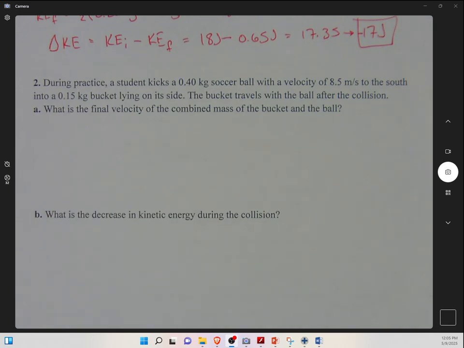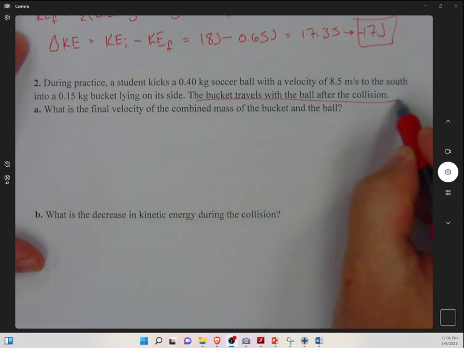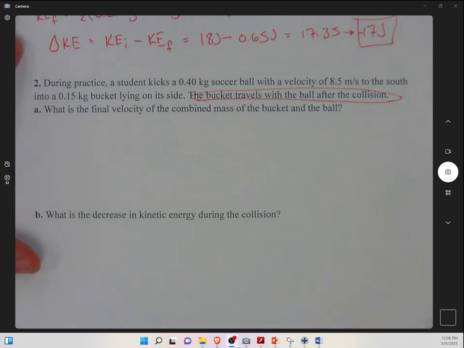All right, and number 2. During practice, a student kicks a 0.4 kilogram soccer ball with a velocity of 8.5 meters per second to the south into a 0.15 kilogram bucket lying on its side. The bucket travels with the ball after the collision. So again, this language right here is what tells us that this is an inelastic collision, right?